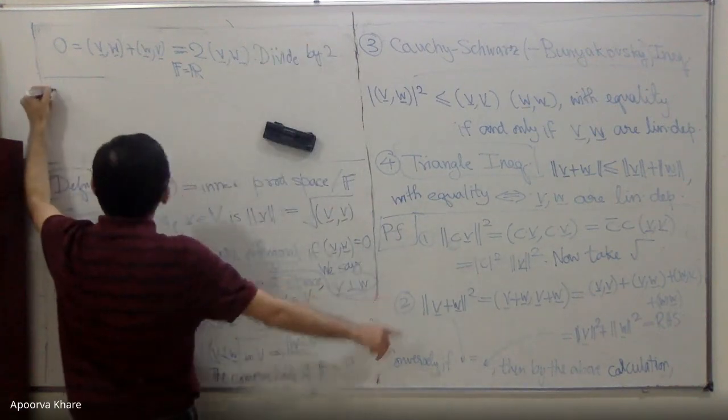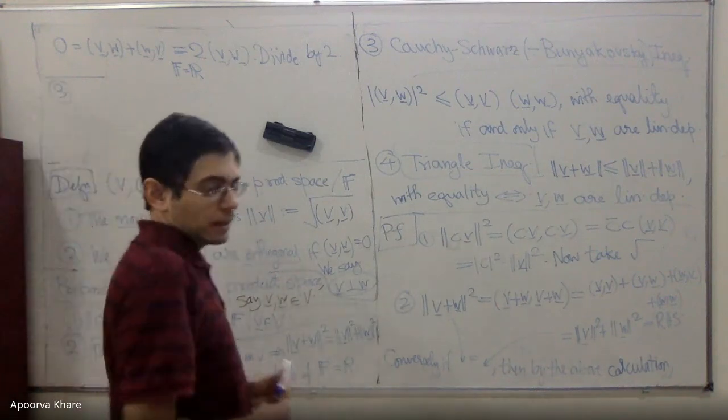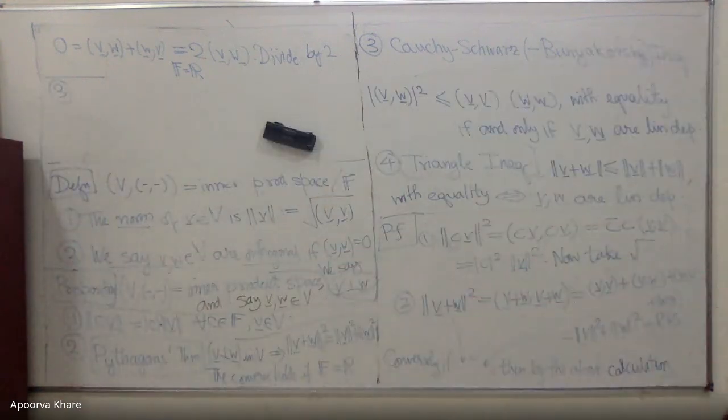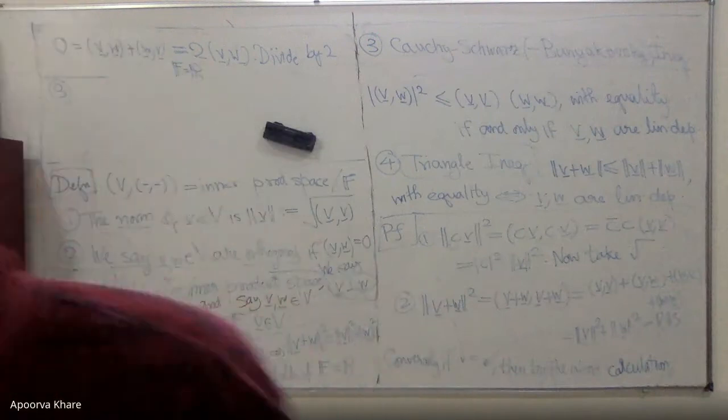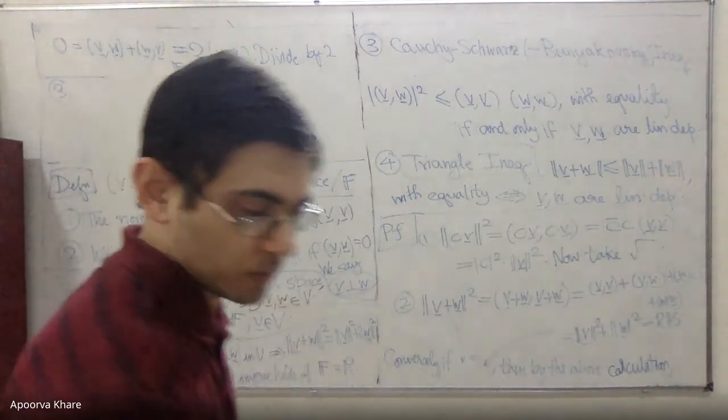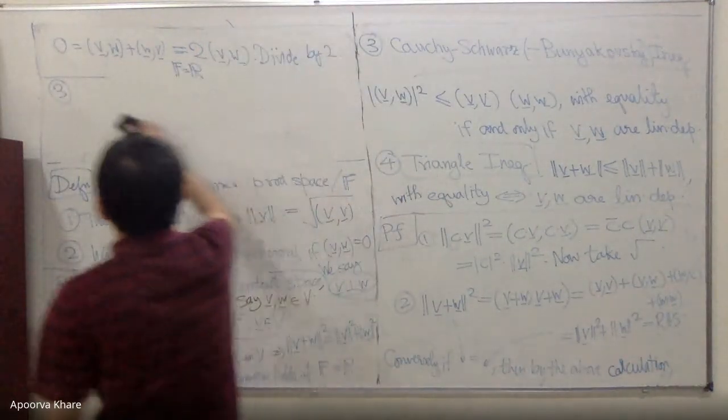Okay, the next one is part 3. That's Cauchy-Schwarz. That will take a little time. Okay, I don't have the patience to do this. I'm going to start a new pen. Black pen.